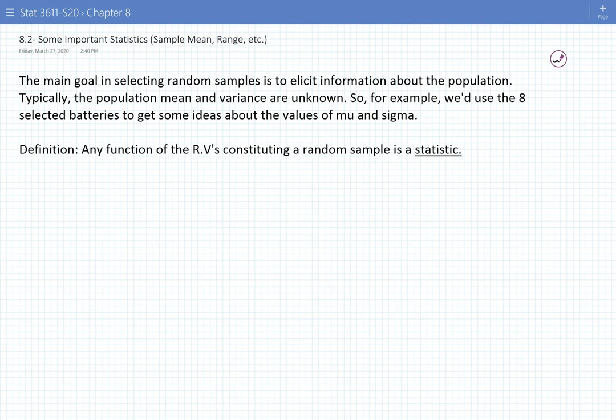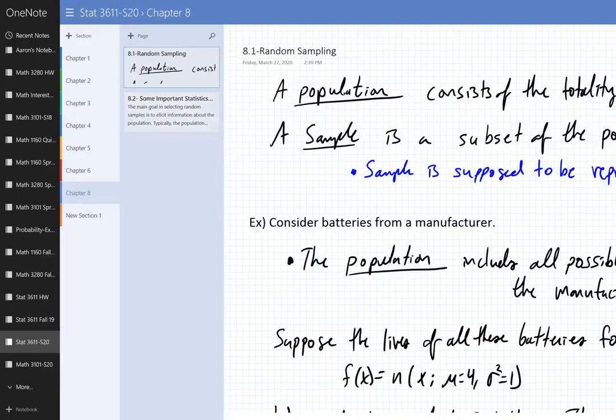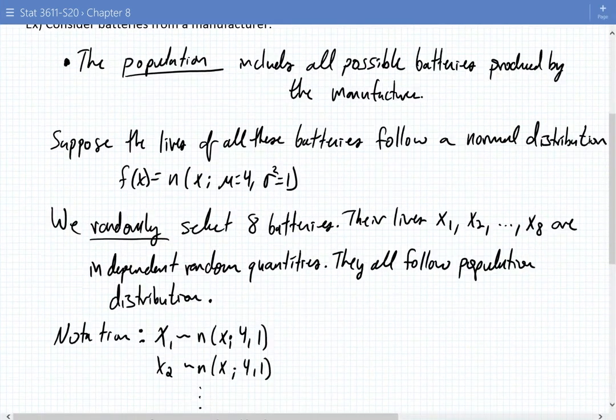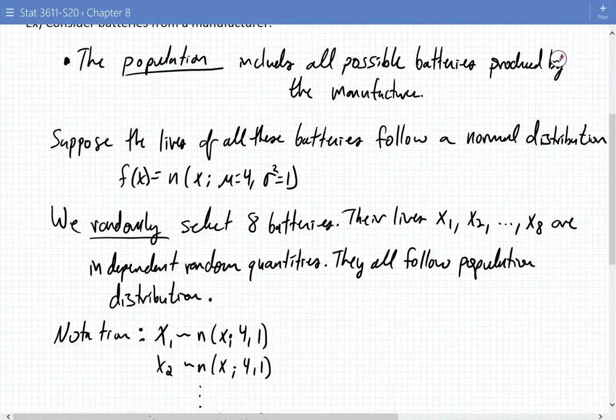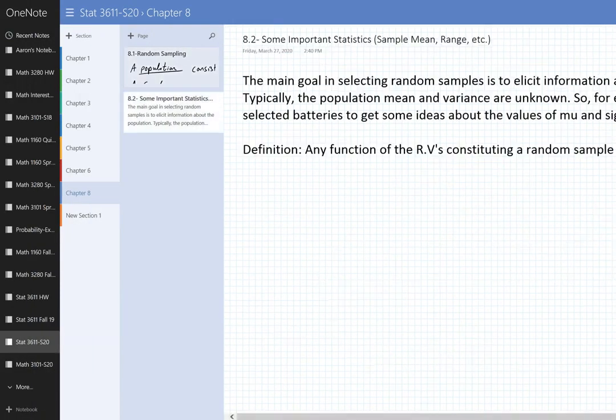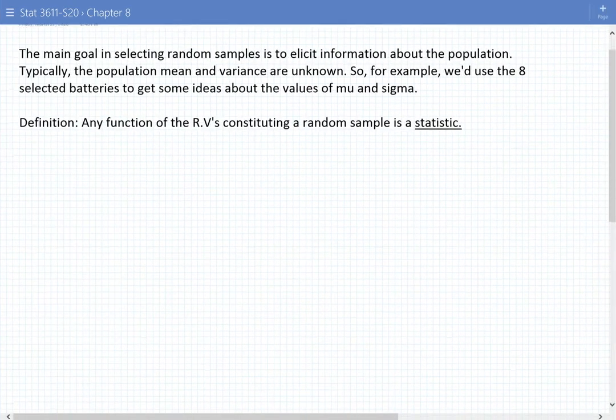The main goal in selecting random samples is to elicit information about the population. So typically, the population mean and variance are unknown, and that's the typical idea, right? So when I look at this right here, I know the population mean is 4 and the standard deviation is 1. And so if I take a random sample, then I know the distribution of each of those random items in the random sample. But typically you don't know what the mean of the population is.